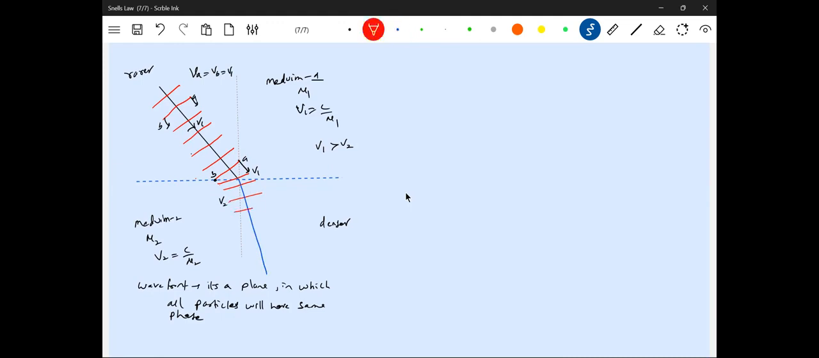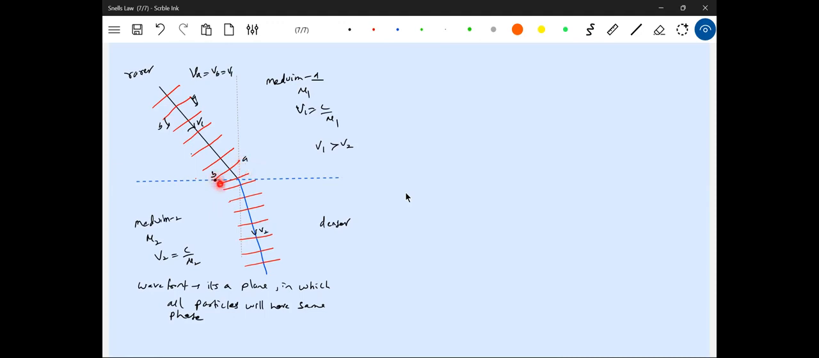Then both will have the same speed and the wavefront again will become parallel. So here it will propagate with a speed v2. The entire discussion is about this particular point. Here the point B will have a speed v2, whereas this will have a speed v1. In a given time, A will cover more distance than B.